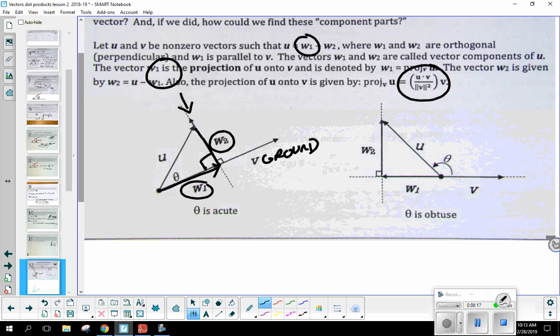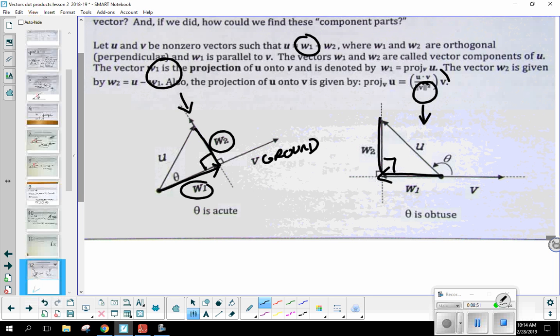Now, you'll notice over here, the angle theta between U and V is going to be obtuse. While you'll notice the shadow may not be exactly on the vector V that you're projecting onto, it's still going to be parallel to it. So if I were to put the sun right here, shining straight down, here's U's shadow. That's the vector projection that we're looking for. Now, connecting that shadow to U, perpendicular, there's your W2.